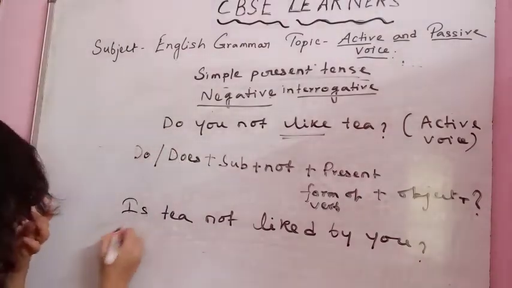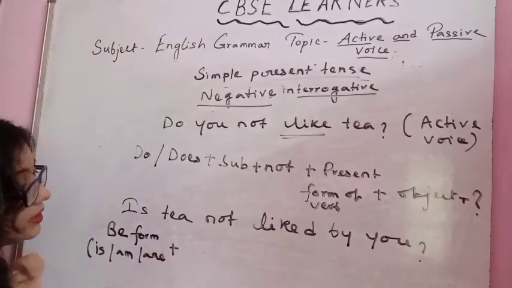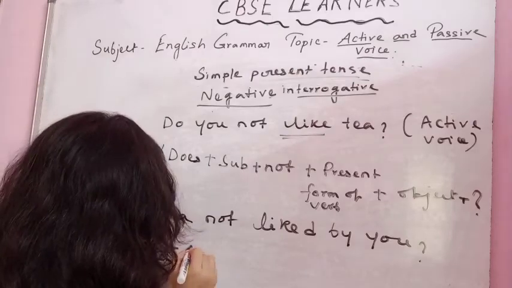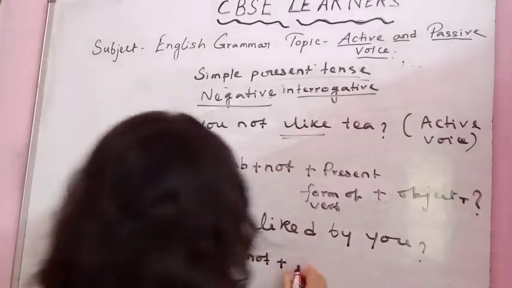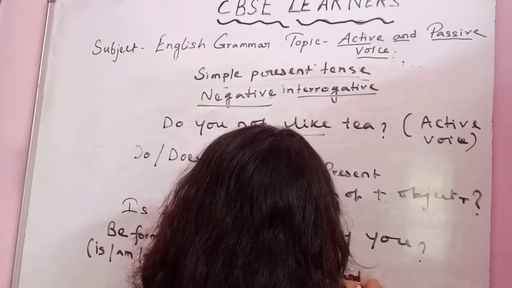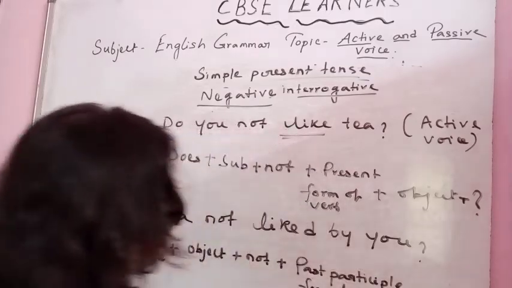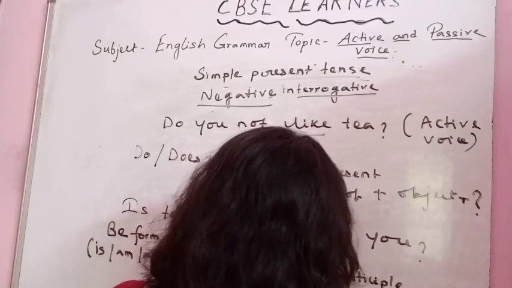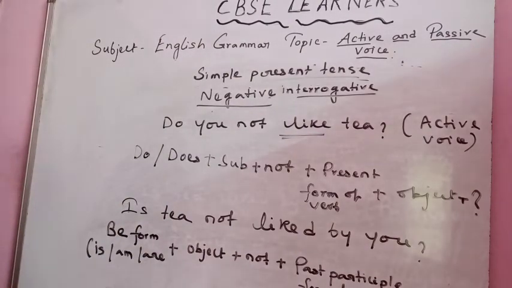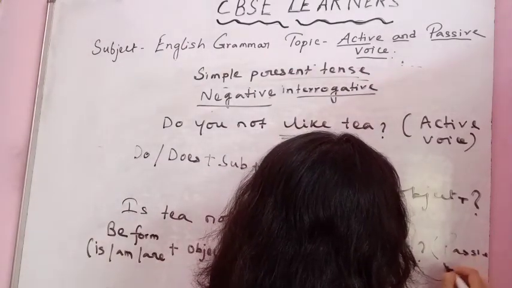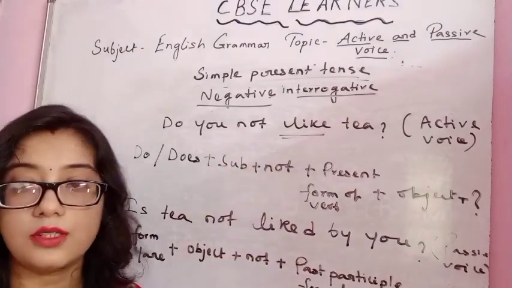Okay, so the be form, that is is, are, am, should be used as the question-asking part, and then the object, plus not, plus past participle form of verb, plus by, plus subject, plus question mark in case of an interrogative sentence. Okay, so I hope you understood, and this one is in passive. So I hope this simple present tense is clear to you. Now in case of simple present tense, all these examples will be useful for you.